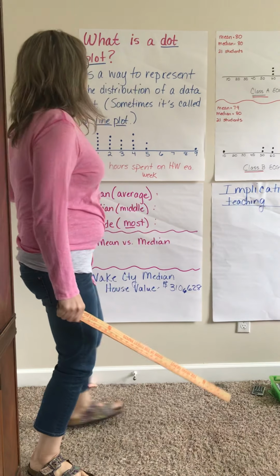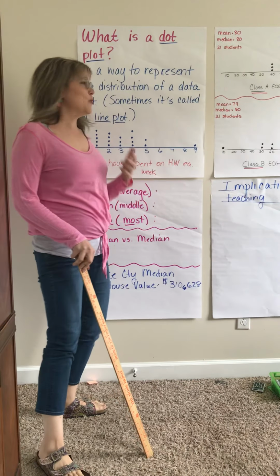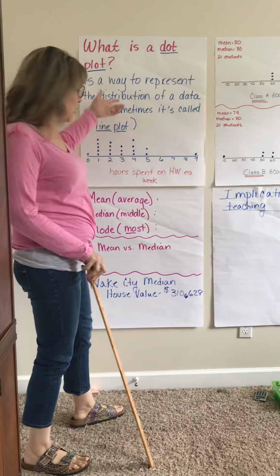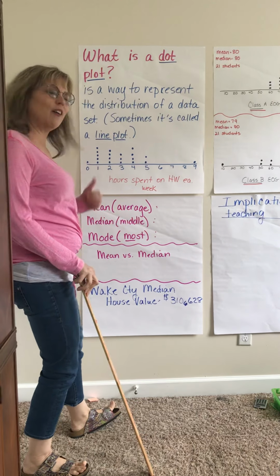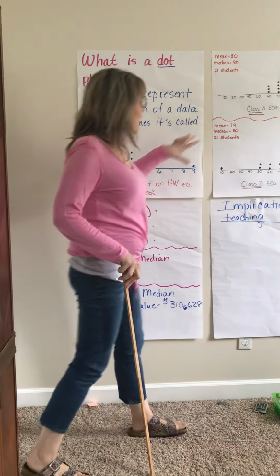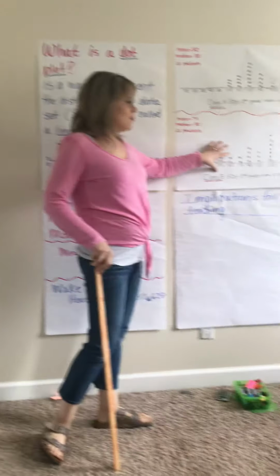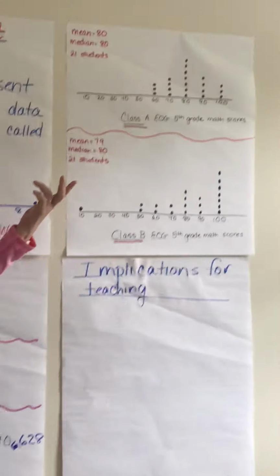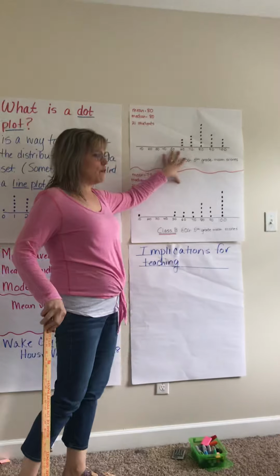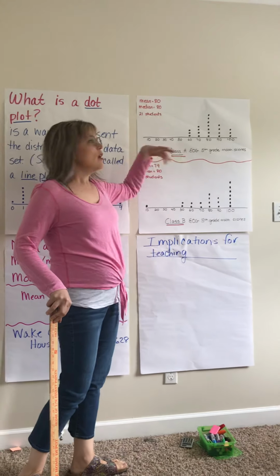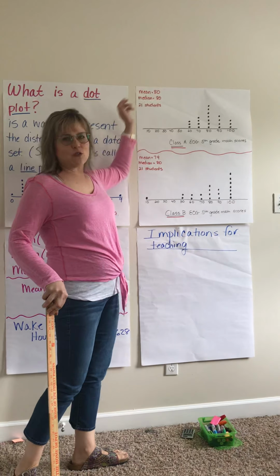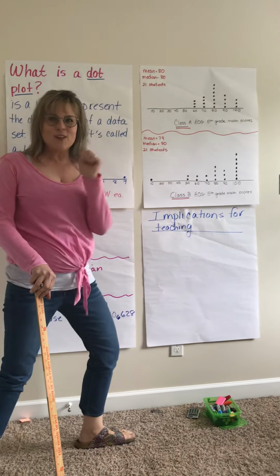Okay, this is a video that's going to review with you what a dot plot is. We're going to talk about mean, median, and mode all over again like you did last week. And then we're going to look at how distribution, shape, and spread can give you information that is outside what the measures of central tendency are. You ready? Ready to learn?